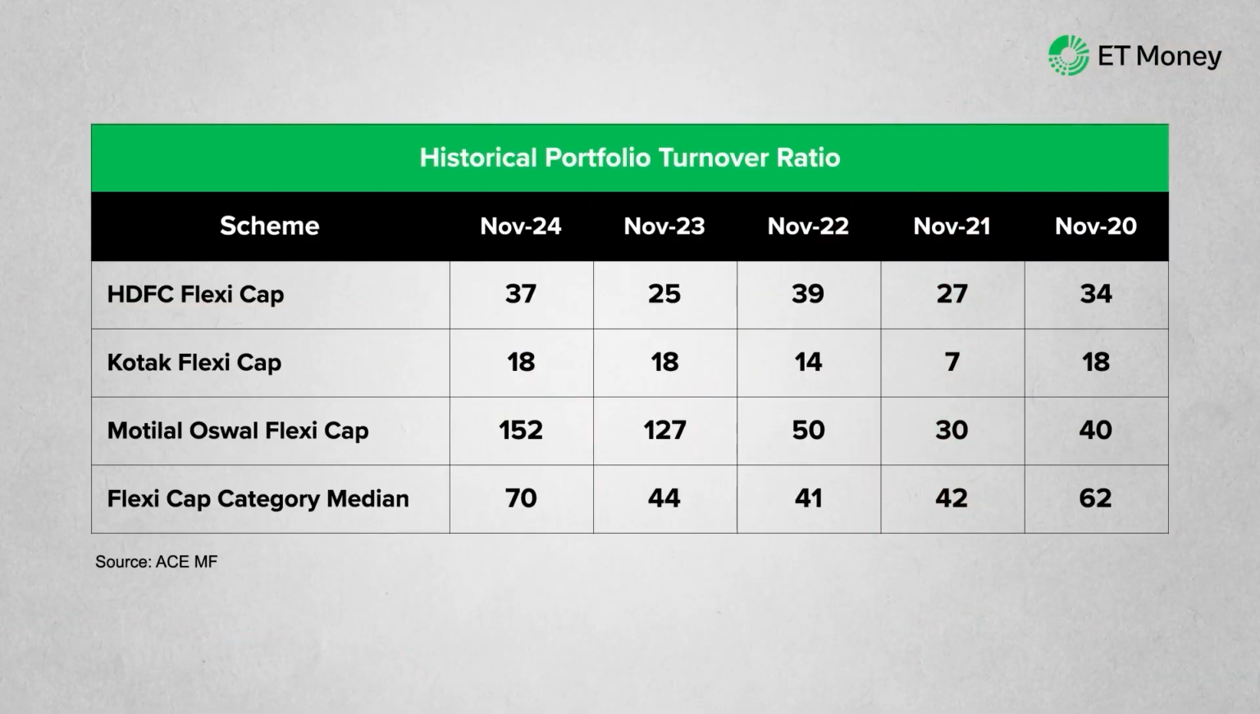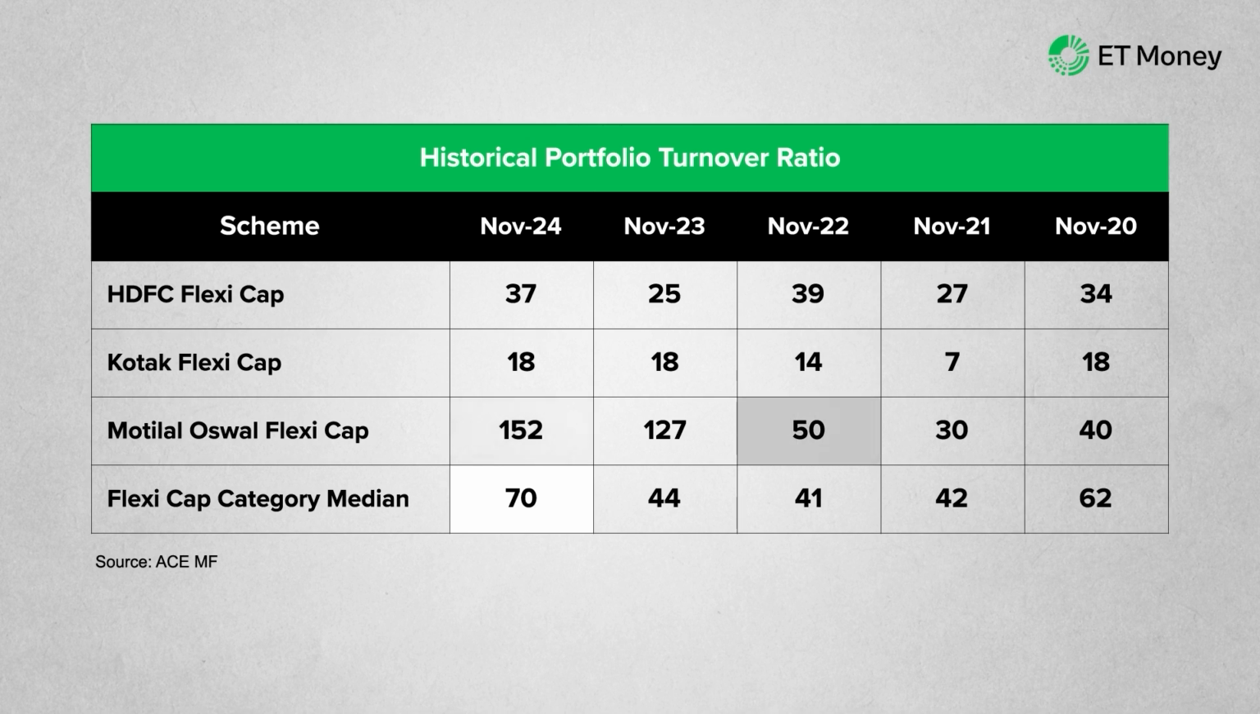Motilal Oswal Flexi Cap is an outlier among the 3 funds. It has a turnover ratio of 152%. This is well above the category median of 70%. But the fund's turnover ratio was not so high historically. It was 50% in November 2022 and has increased since then.